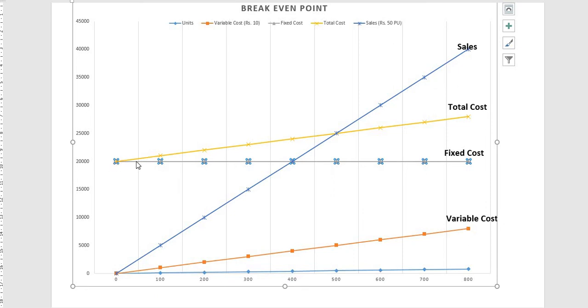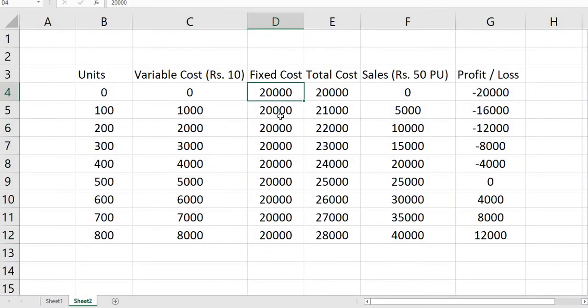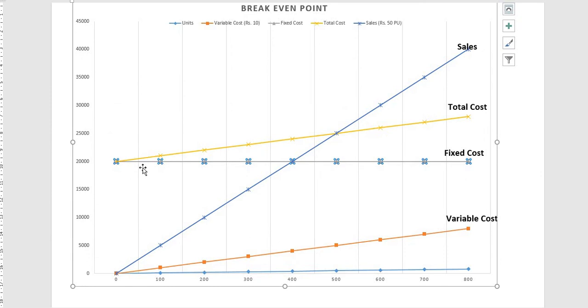Whereas look at the fixed cost line, it does not change. Whether the quantity increases or not, fixed cost remains stable. The reason is that fixed cost is fixed at the level of rupees 20,000. Whether you increase the production or decrease the production, this figure will not change. And the next figure is the total cost.